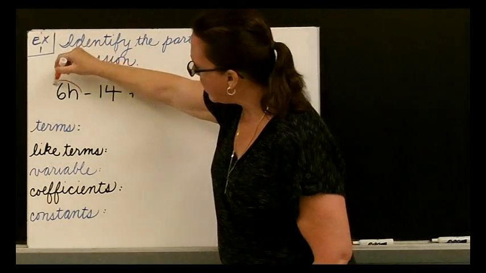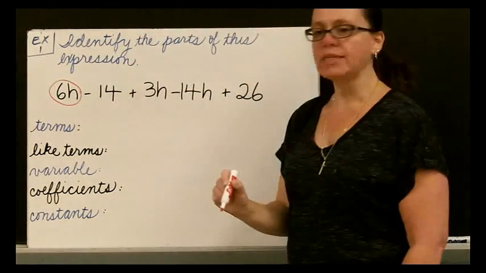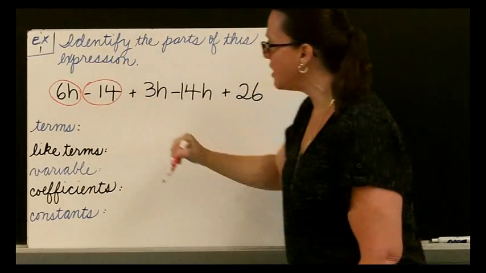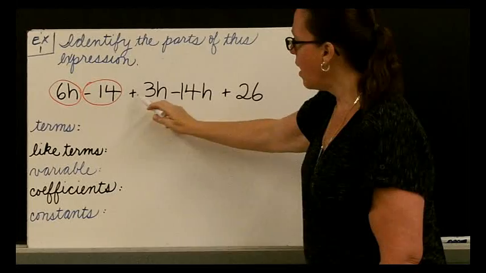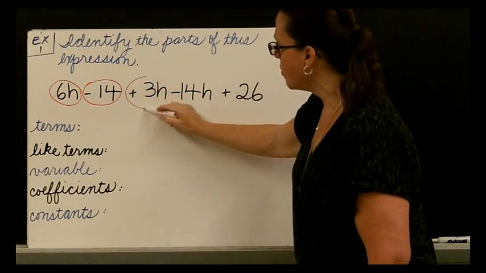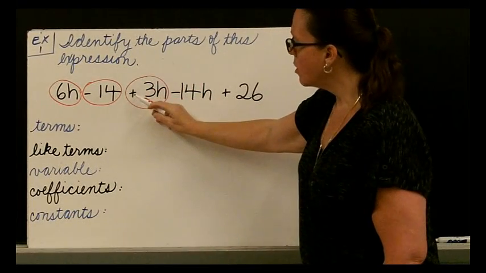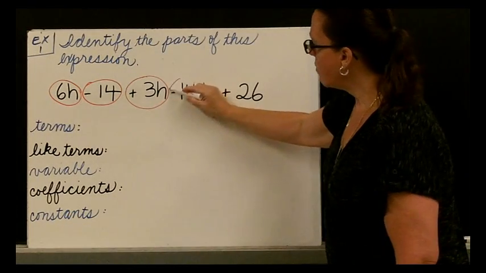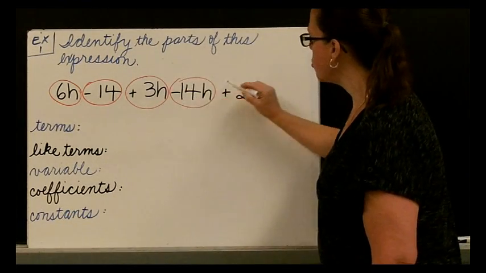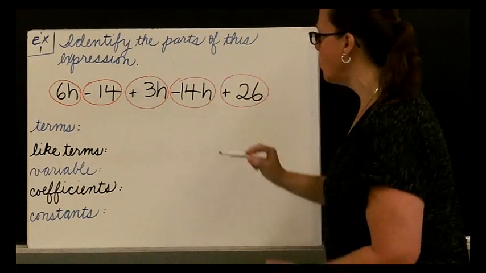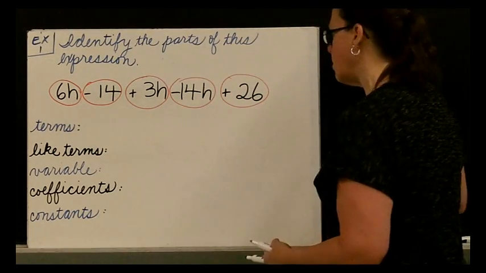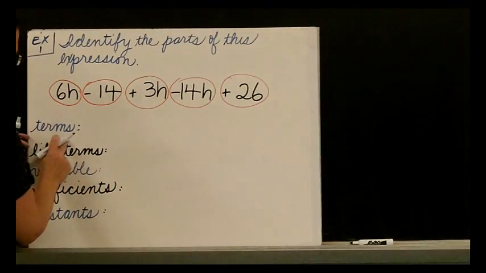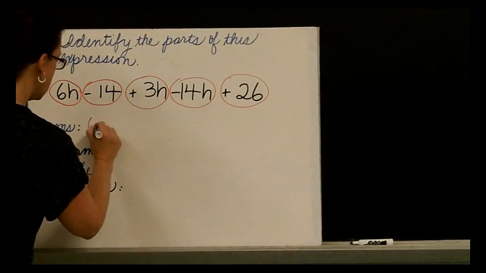We have a positive 6h. We have a negative 14. We have a positive 3h. Remember, the symbol belongs with the term that follows it. We have a negative 14h and a positive 26. So I am going to just very quickly jot those down here next to the word terms.